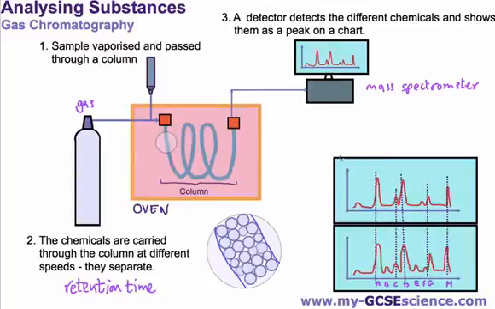The other thing to remember is that we can compare our substances like this, but we can also add what we call a mass spectrometer, which is added to the end of this and is an extra analysis tool. If you add this on, you can actually identify the substances, or the chemicals. So the mass spectrometer will actually identify it for you rather than having to compare to a retention time graph.